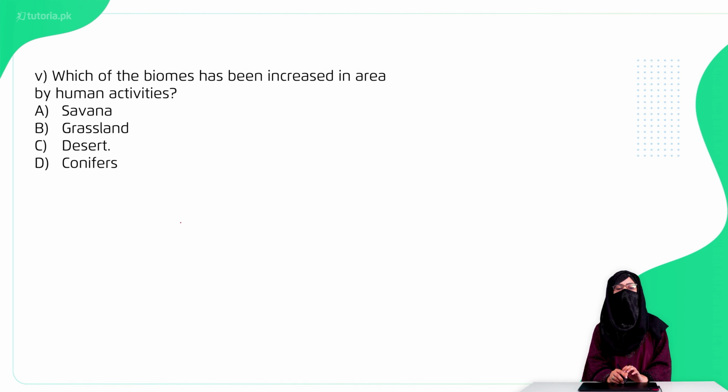Fifth, which of the biome has been increased in area by human activities? Grassland, savanna, desert, conifers. The right option is option C, deserts. With this, our MCQs are complete.